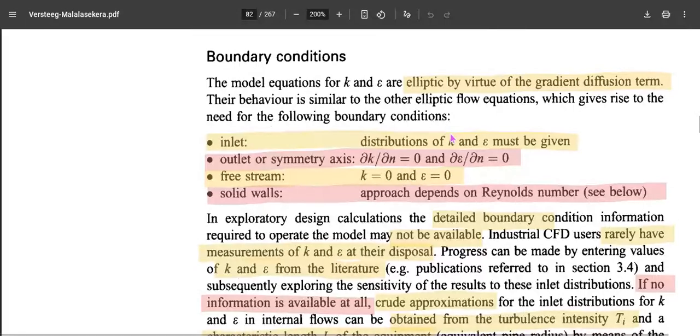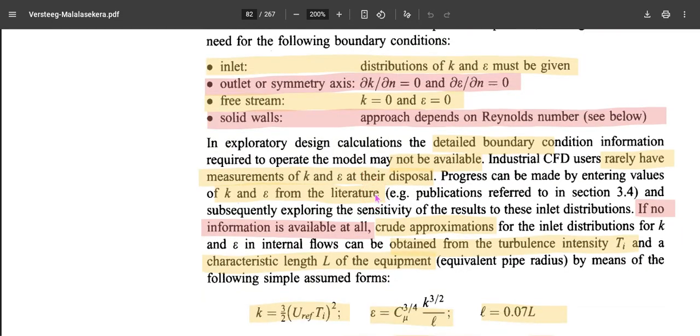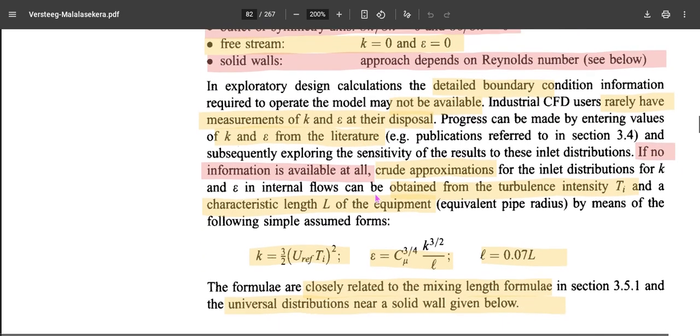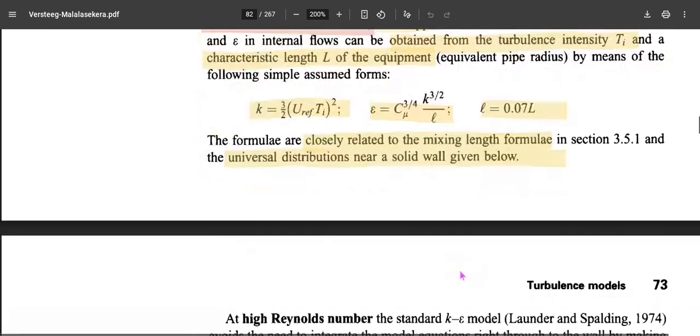The boundary conditions, like inlet, outlet, wall, and free stream boundary conditions, can be approximated through these expressions. These have Neumann boundary conditions. The only thing is that the inlet distribution of K and epsilon has to be given, but in reality we don't know that. We make a fair amount of assumptions by which we can identify the distribution of K and epsilon for the inlet flow using these expressions.